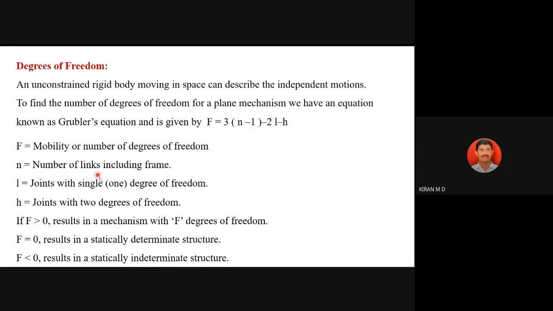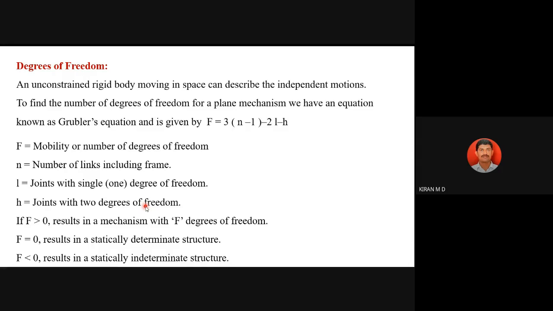If F is equal to 0, we call that a statically determinate structure. In class also I explained this one. Mobility or degrees of freedom describes how many motions there are. If there is no motion, it is a static body or structure. So if you get F equal to 0, that is a statically determinate structure.